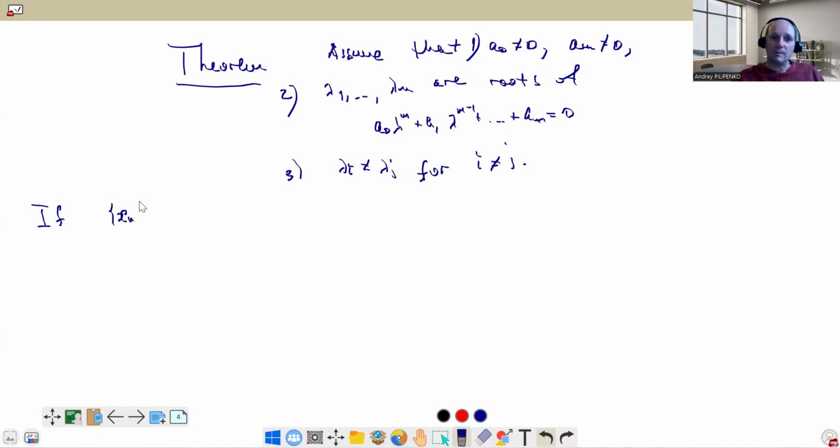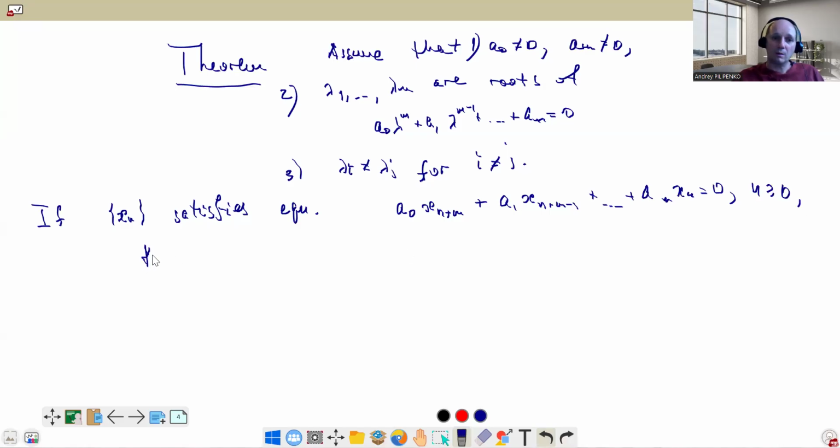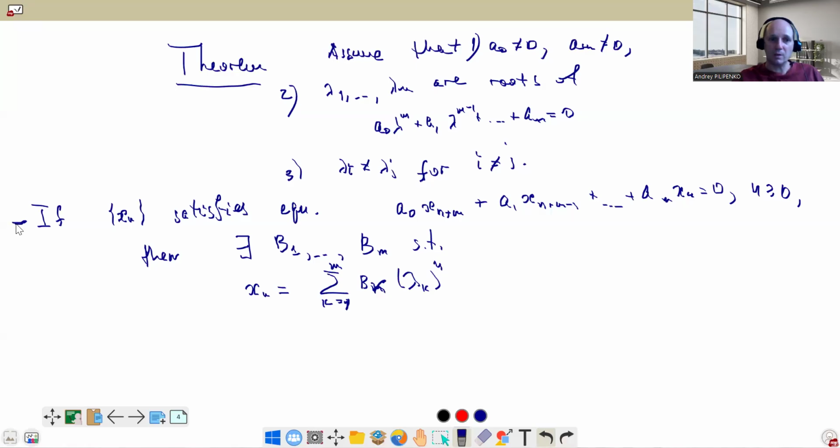If xn satisfies the equation a0 x(n+m) plus a1 x(n+m-1) plus ... plus am xn is 0 for all positive n, then there are coefficients b1, ..., bm such that xn has the form sum over k from 1 to m of bk lambda k to the power n. So this is the first part of the theorem.